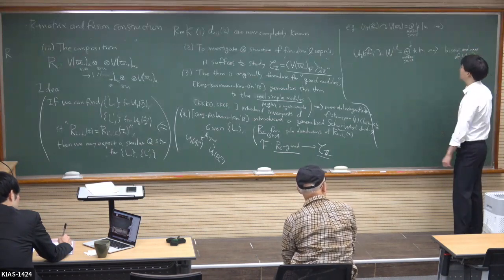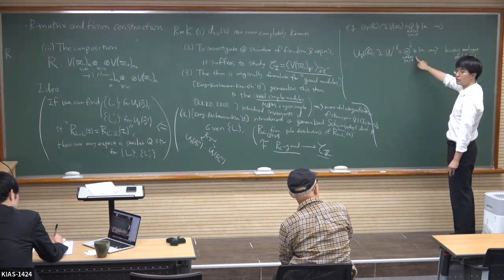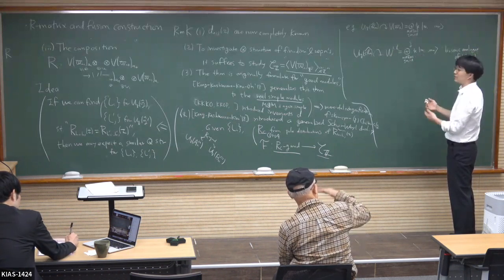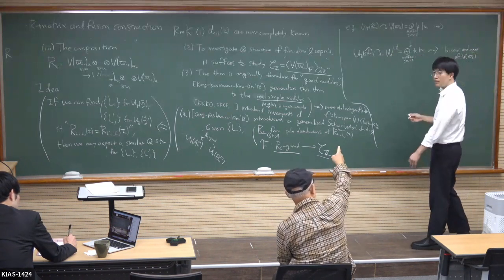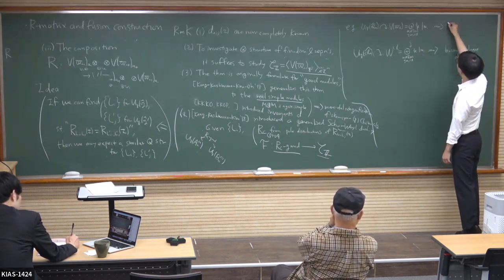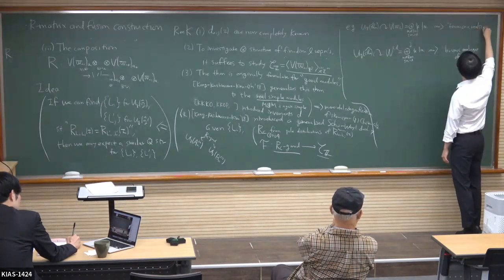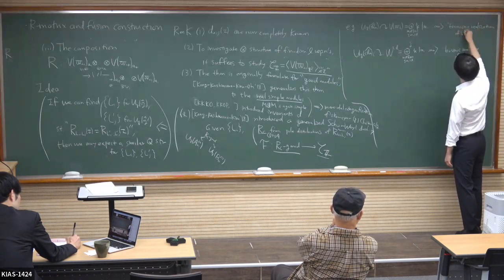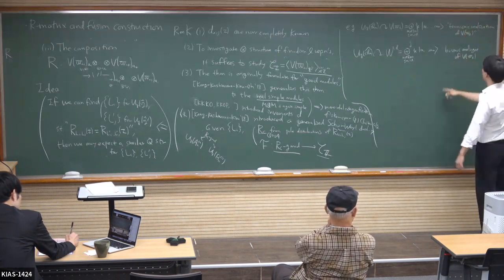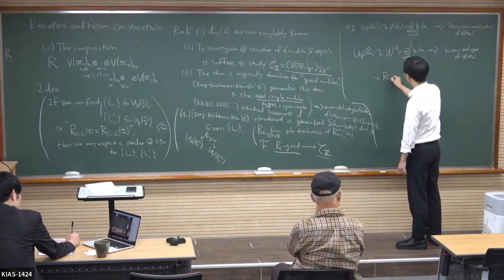Why do you call it a bosonic analog? Well, because now the m_i are non-negative integers, so this means that you can stack the same. So maybe I can call this the fermionic realization of pi r. Then you can naturally consider the bosonic analog. Then by the same argument, we can define the normalized R-matrix.